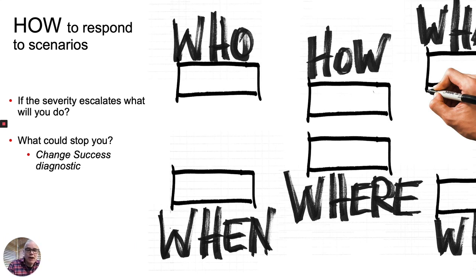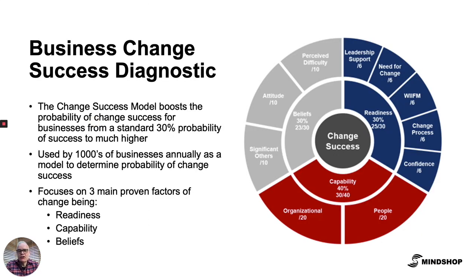Moving on to the How analysis, the impact of coronavirus on your business will be somewhere in the low, medium, high severity range. But what if the severity escalates? Can your business change? We have a tool to assess and boost your probability of success in any business change situation, and it's called Business Change Success. And again, it's a free diagnostic available on the Dafferns website, focusing on the three main proven factors in change: readiness, capability, and beliefs.